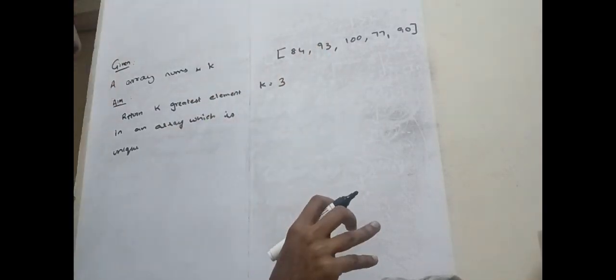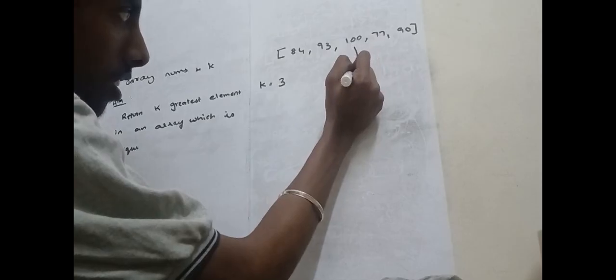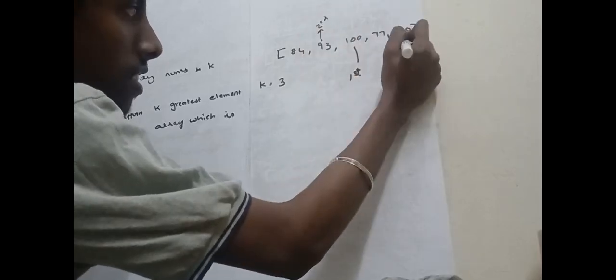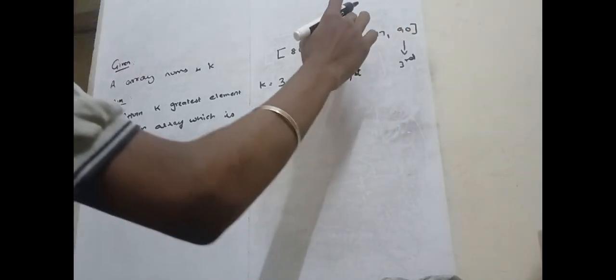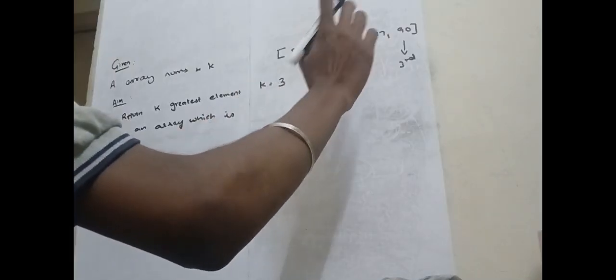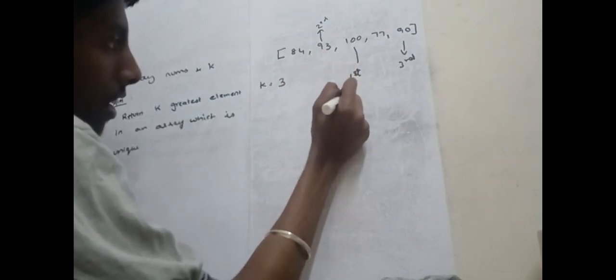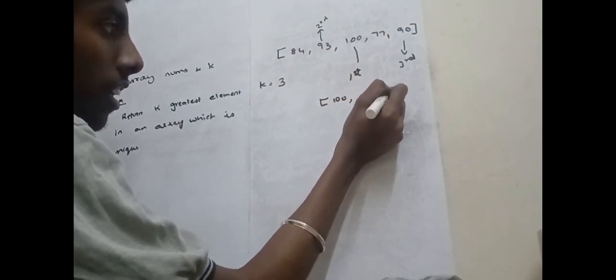What are you supposed to do? You are supposed to return the k greatest elements, an array of k greatest elements, also ensuring that all the elements are unique. How do you do that? So first of all, by taking a glance, you can understand this is the first greatest element and this is the second greatest element and this is the third. And 100 is not equal to 93, 93 is not equal to 90. There are no repetitive elements. So we can directly return the answer as 100, 93, 90.